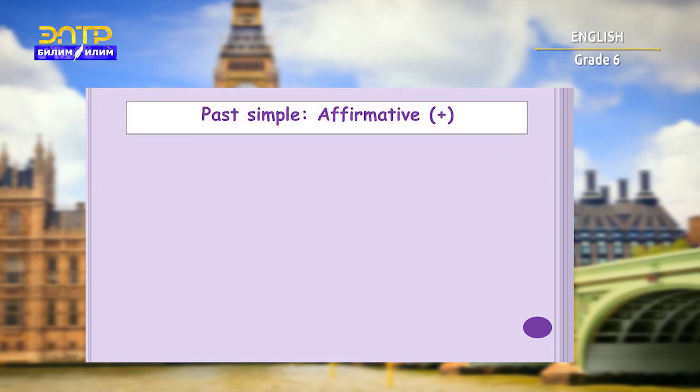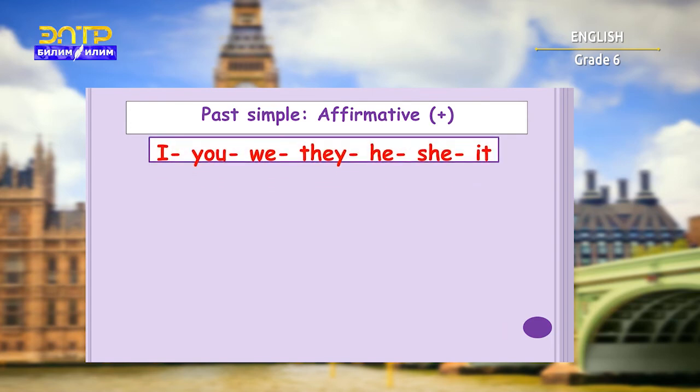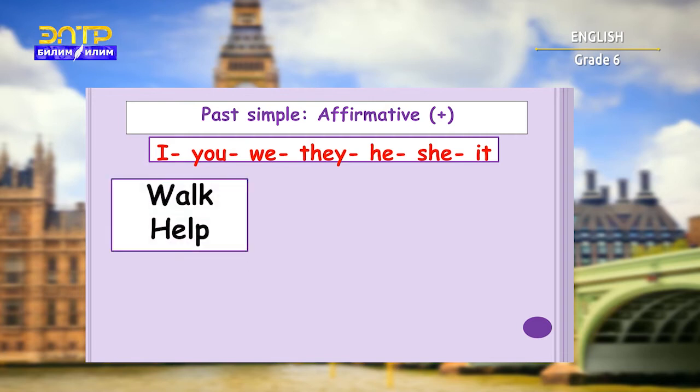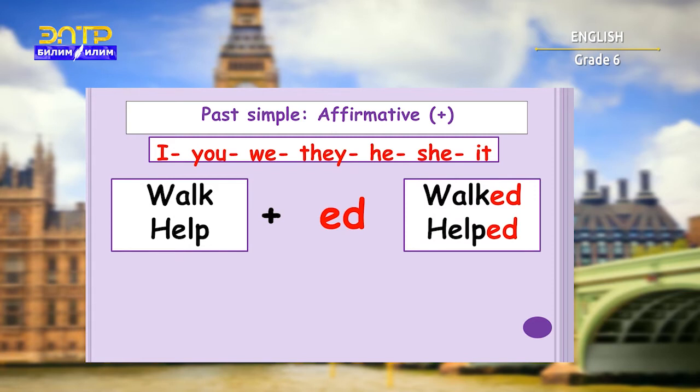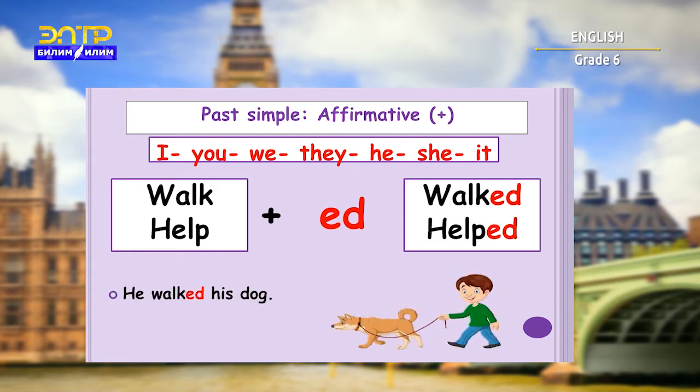Let's have a closer look at the formation of past simple tense. First of all, we should have a subject like I, you, we, they, he, she, it. Then we need a verb, for example, walk, and add an ed ending, and it becomes walked. Let's make a sentence. He walked his dog.